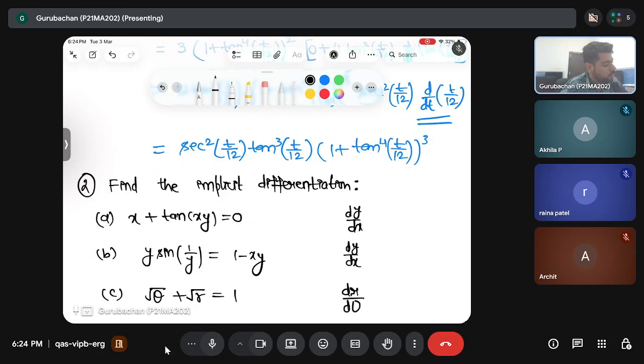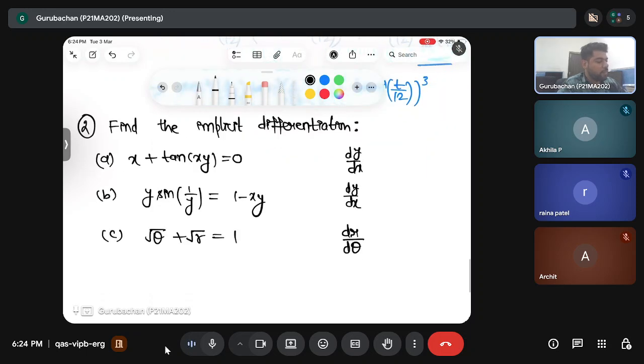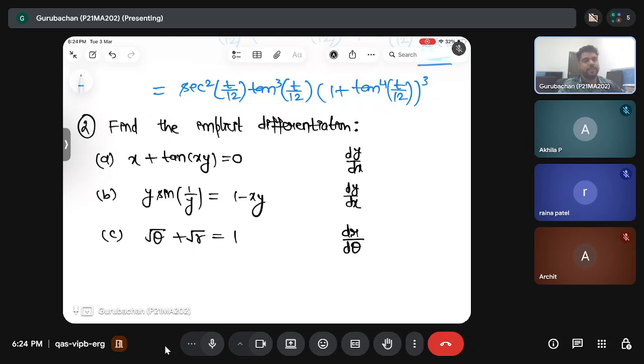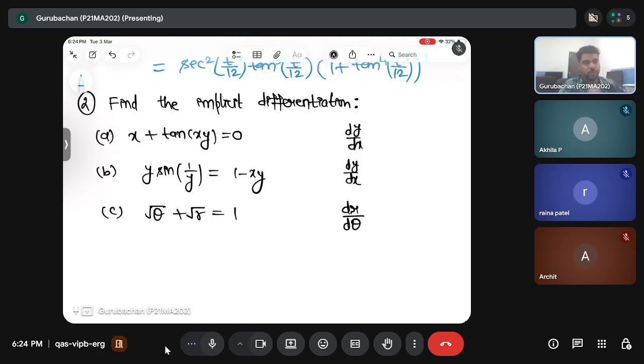So here you have to find dy by dx, and you have to find dr by d theta. These three are examples of implicit functions where you cannot separate the dependent variable y in the form of an independent variable function. The method is simply the same. You need to apply the derivative on both sides, use the rules of differentiation and calculate these derivatives. So first you try on your own, then we will discuss it after a break.